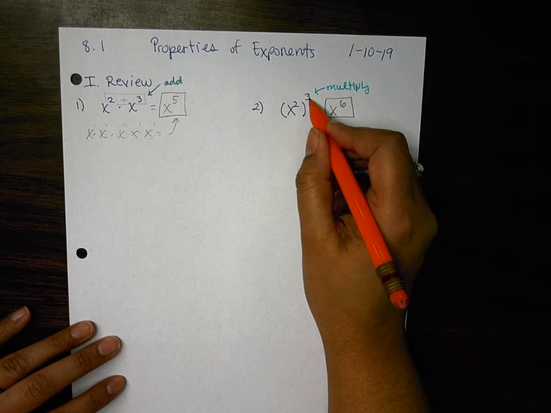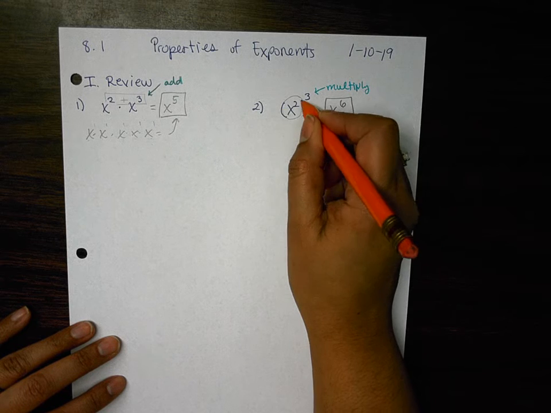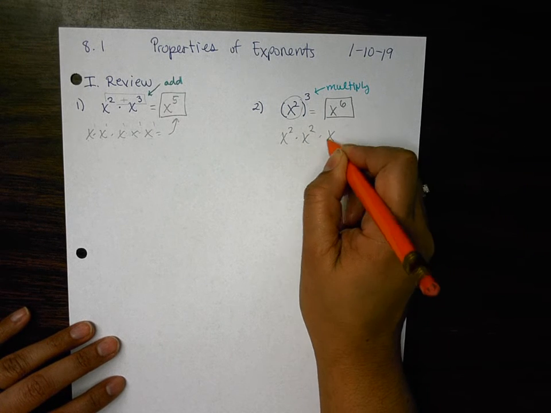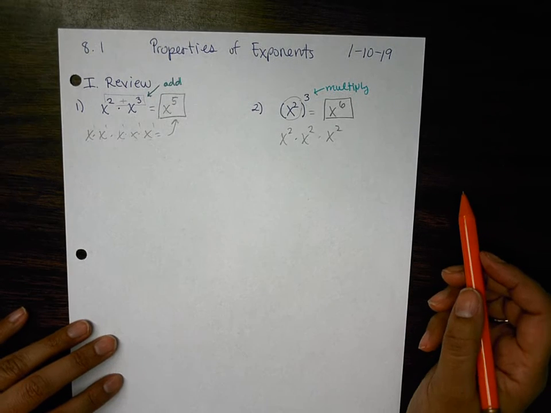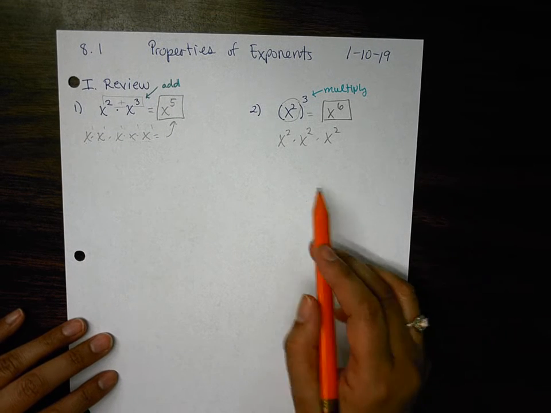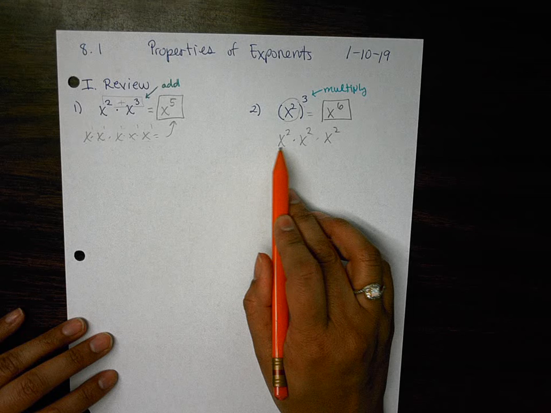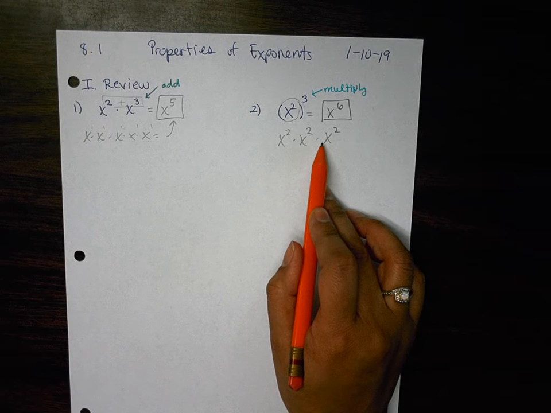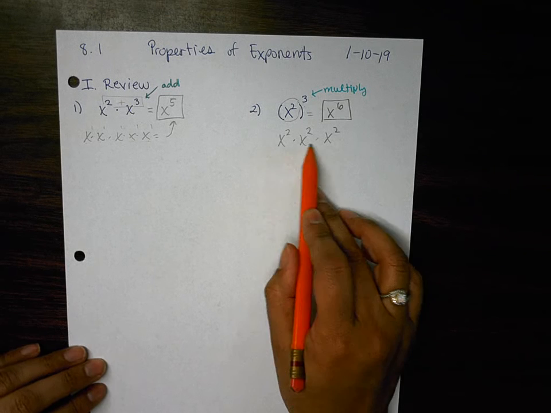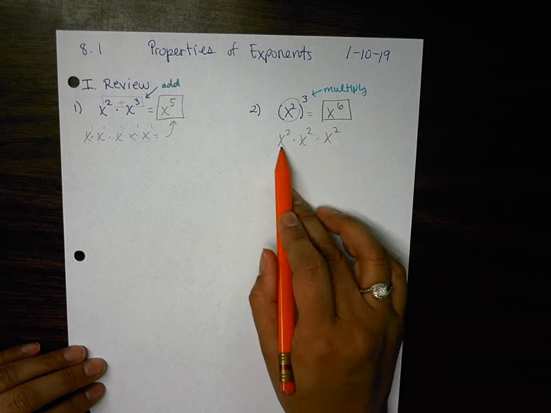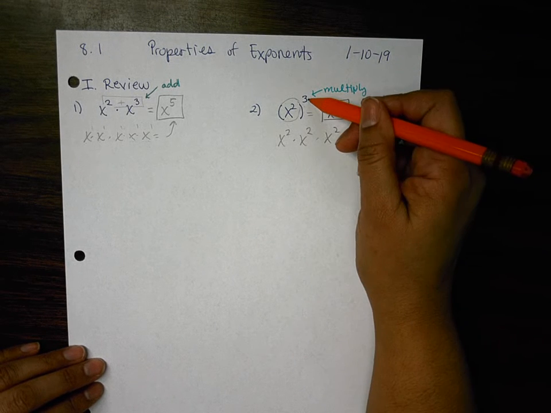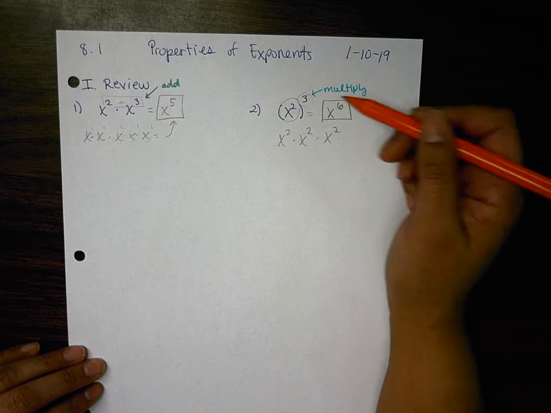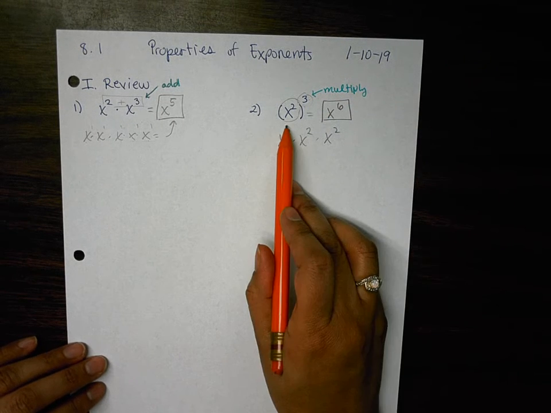Same thing here. X squared to the 3rd means I have this base 3 times. X squared times x squared times x squared. Why did I write out x squared 3 times? Don't tell me about adding yet. Take a step back. Why do I have 3 of them? Why not 4 x squareds or only 2? How do I know to write 3? Because it's raised to the 3rd power? Yeah. That power tells me the base 3 times.